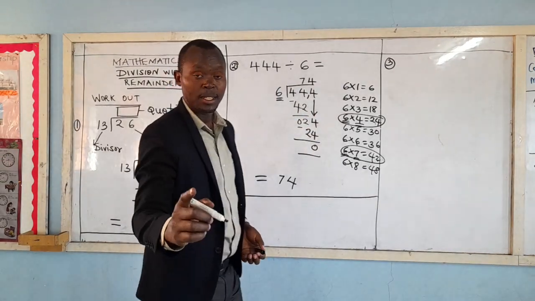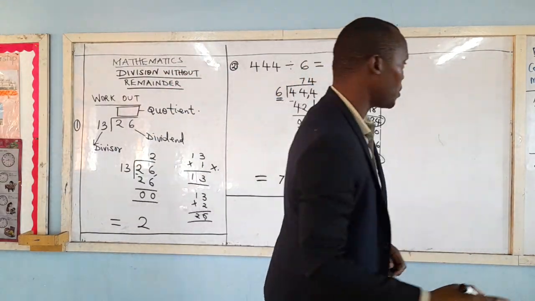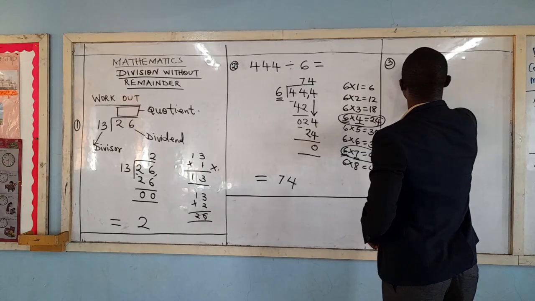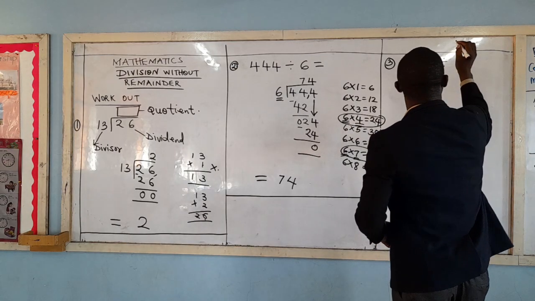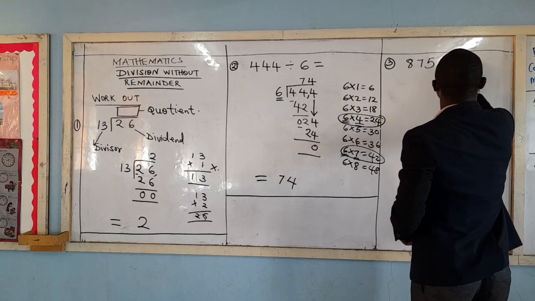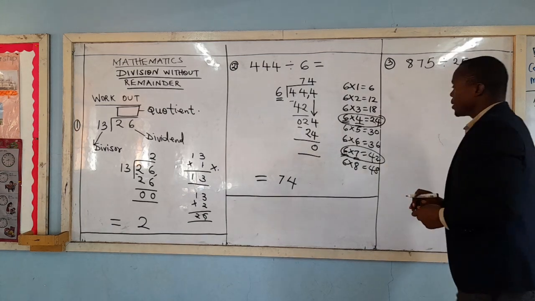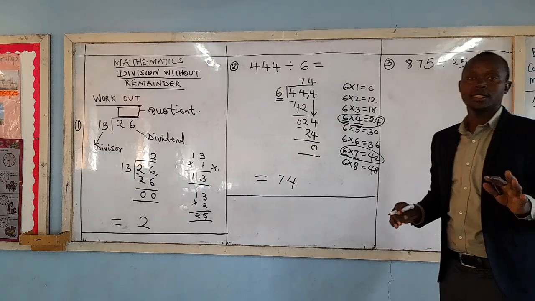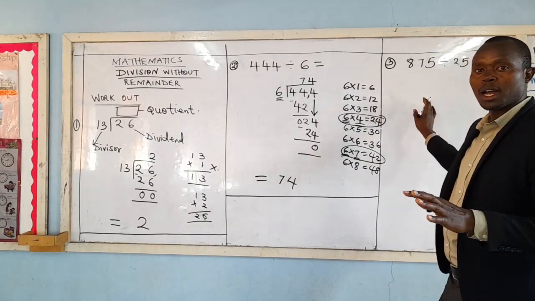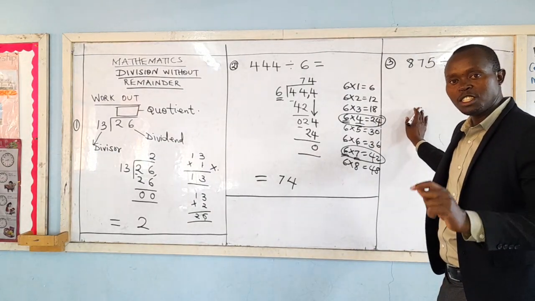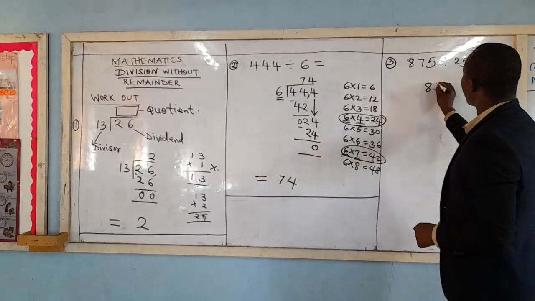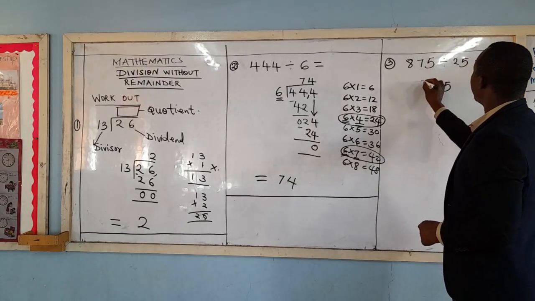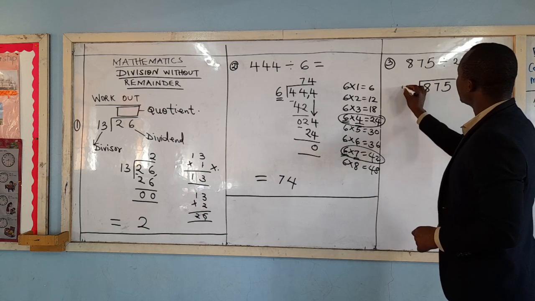Then finally, let's just do one more example. That is 875 divided by 25, for example, is equals to. And we have said this. Arrange this work using the long division method as 875. Then 25 is the divisor.